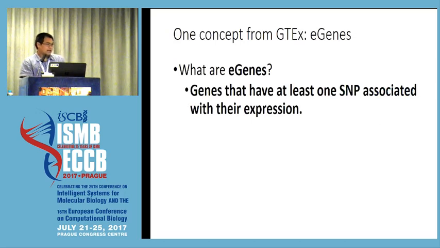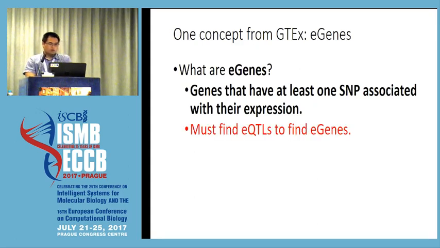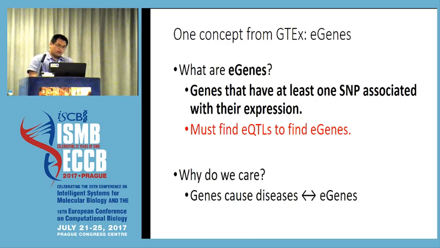From the GTEx data comes this concept of eGene. eGenes are defined to be genes that have at least one SNP associated with their expression. This means that to find eGenes, you would have to first find the eQTLs. And so that's the next question: why do we care about eGenes? Because obviously if you cannot answer this question, there's no point to do the work, right? It turns out that eGenes are likely to be genes that cause diseases and vice versa.